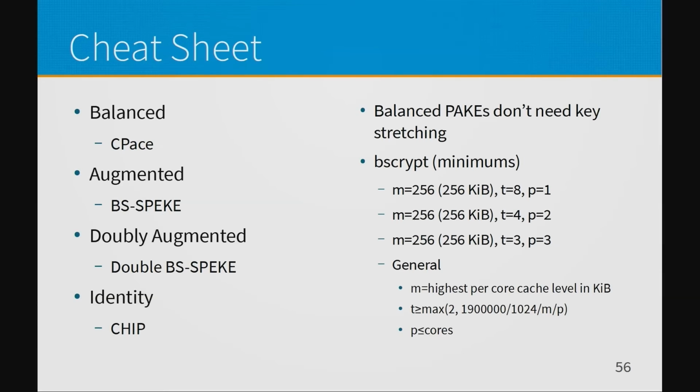I just remembered that I forgot to mention balanced PAKEs and Wi-Fi. So the Wi-Fi Alliance picked a PAKE that was actually known to be broken at the time. That PAKE is a balanced PAKE, and then they actually store the password on the access point and device instead of using a doubly augmented PAKE.